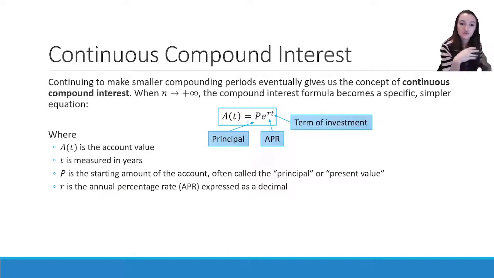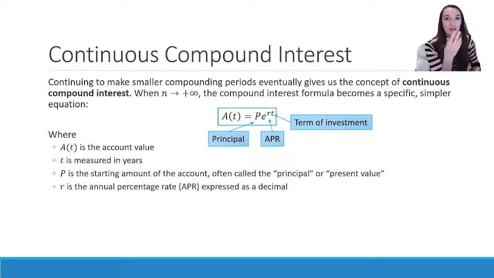So A is still just the amount in the account after t years. P is still the principal, and r is still the percent rate, which we will express as a decimal. But notice that there is no n anymore. n was the compounding periods, and we can't put those in there because n is infinity. There's an infinite number of compounding periods. So instead of n, we've got our e in here. But remember, e is a value, not a variable to plug in for. So e is just e.